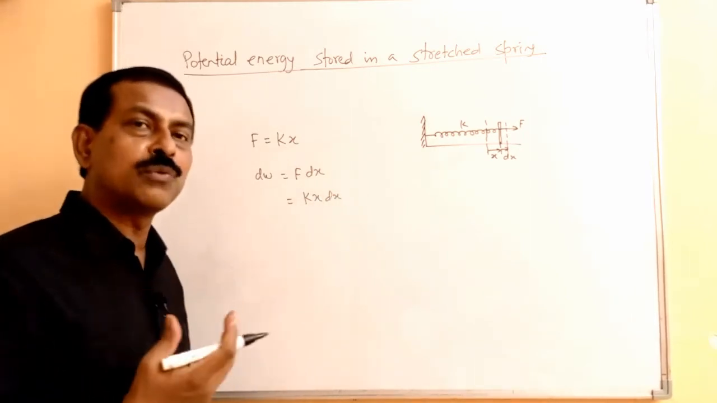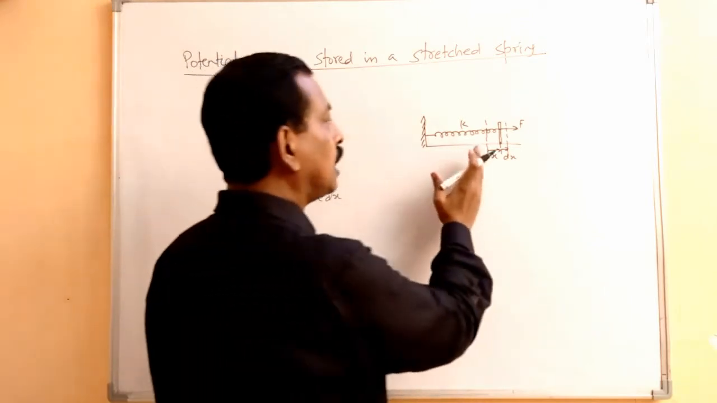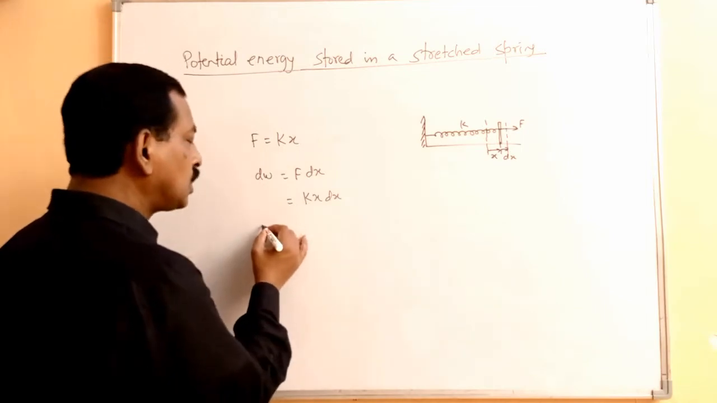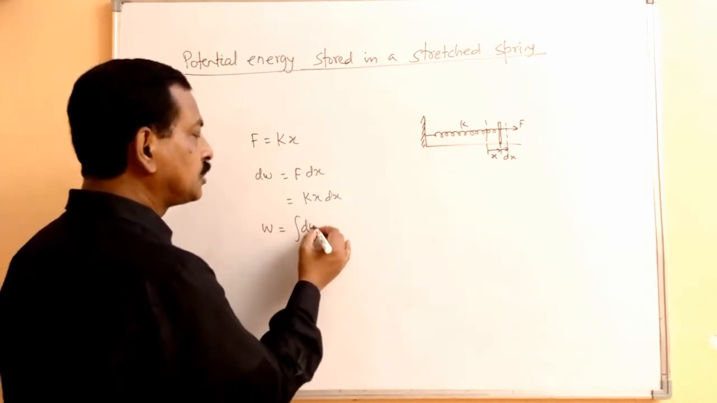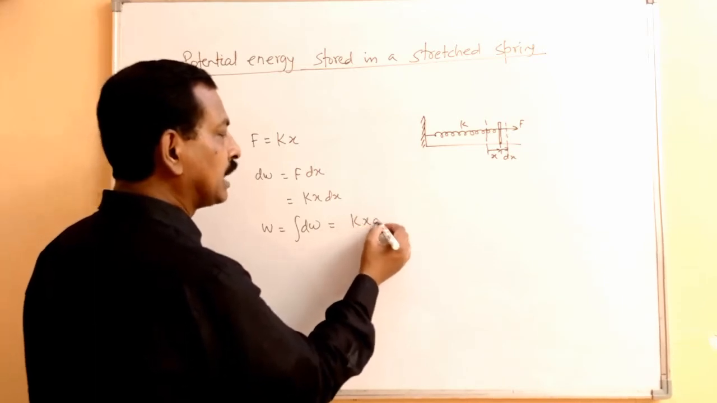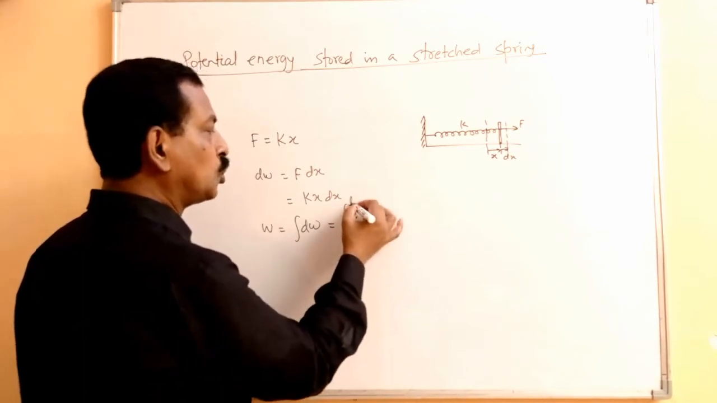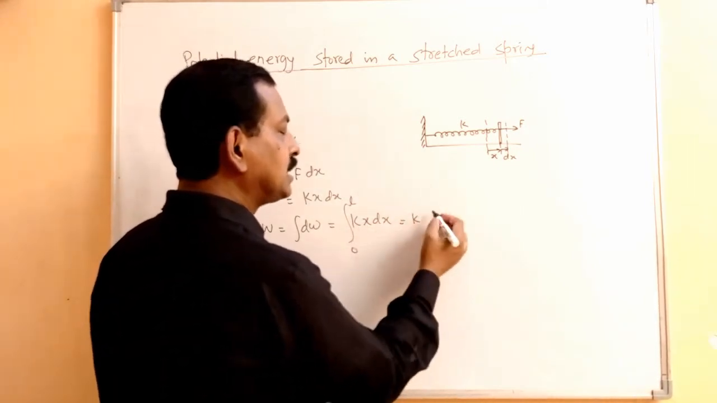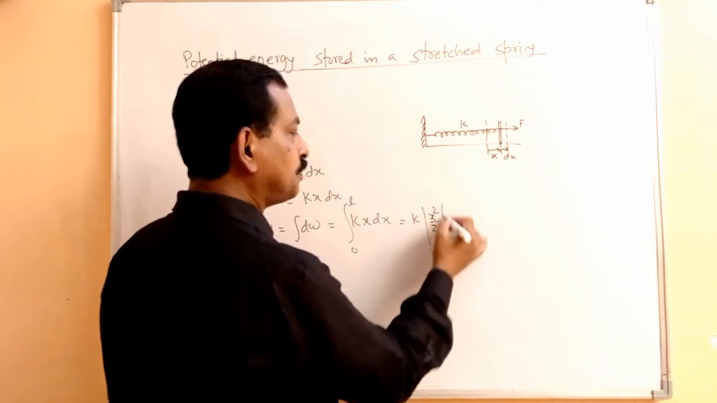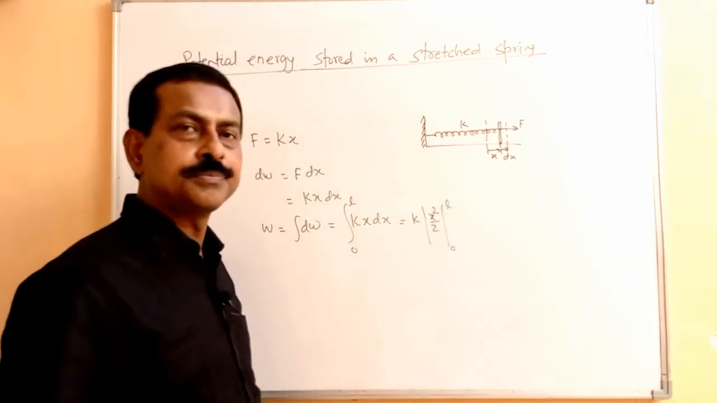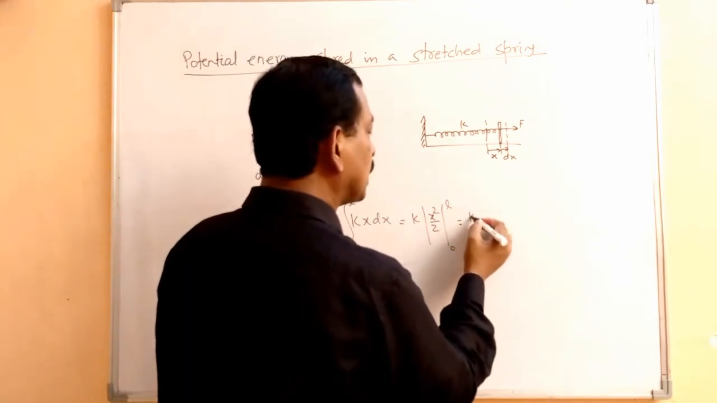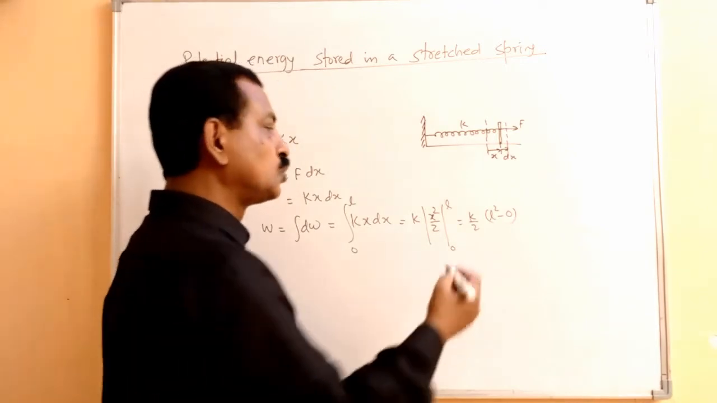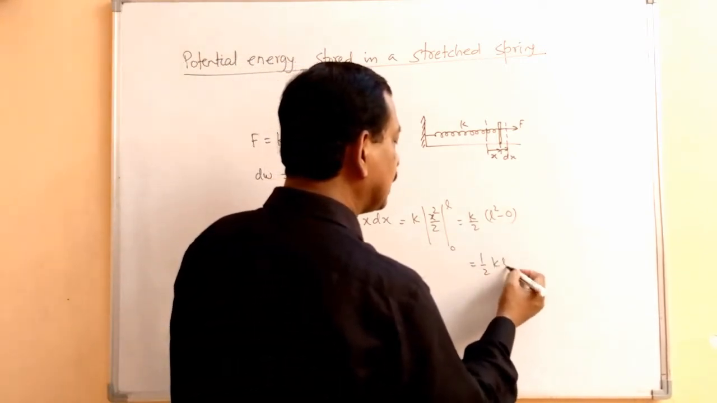If you want to find the total work done when its length changes by a small l, so total work done in stretching it through l, that means it is your integral of Kx dx from 0 to l, and this will be equal to how much? The integral of x dx is x square by 2, with limits from 0 to l. So this is equal to K by 2 times l square minus 0. So this is your half K l square.